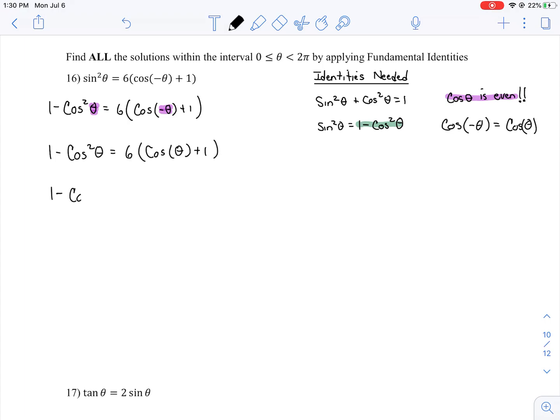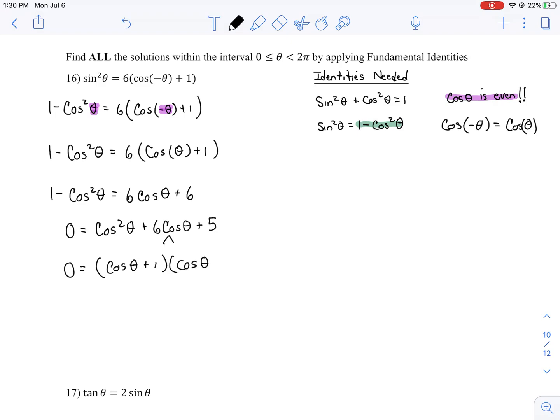And now I'm going to distribute the 6 and then collect all of the terms to one side of the equation. Okay, now we can solve this by factoring and writing this trinomial in factored form. That is cosine theta plus 1 times cosine theta plus 5.